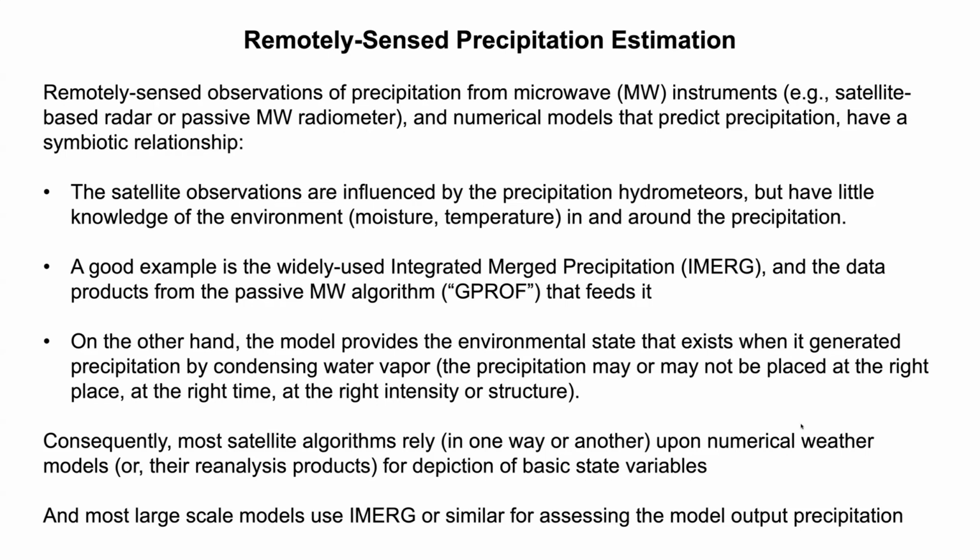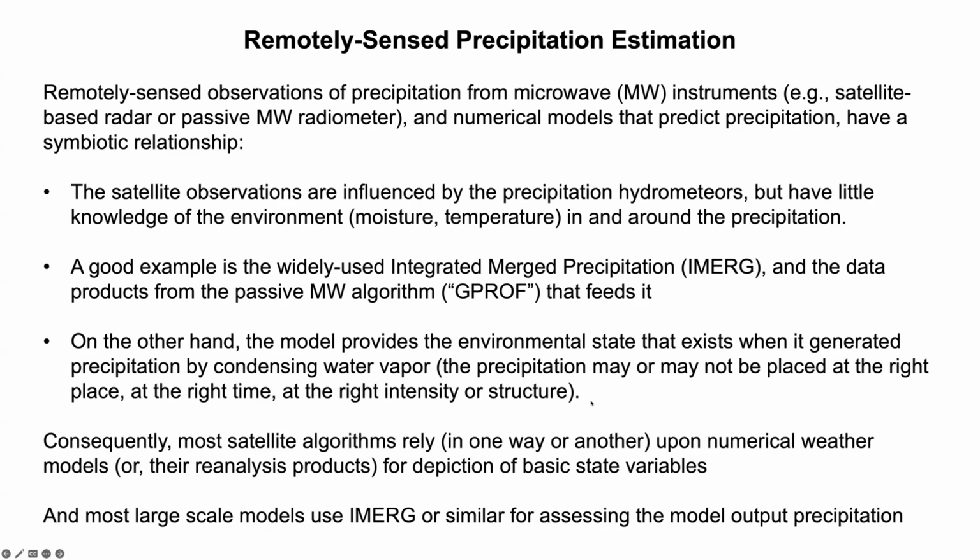But the model itself is not perfect. It may put the rain in the wrong place at the wrong time or at the wrong intensity or structure. So in general, most satellite algorithms have to rely in one way upon a model, and most models use satellite data for assessing their precip. So there's always been this symbiosis between the two in a big picture sense.